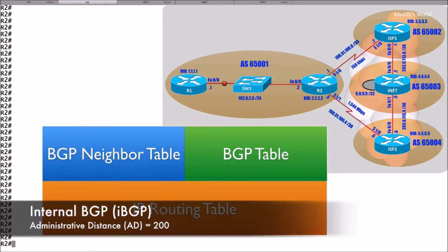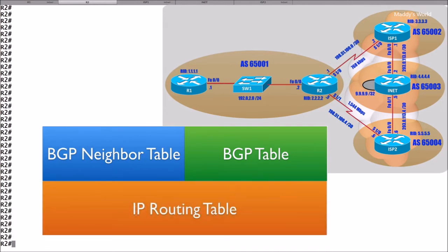However, internal BGP, IBGP, has a much higher administrative distance. It has an administrative distance of 200. However, directly connected networks and statically configured networks can certainly beat out external BGP by having a lower administrative distance.